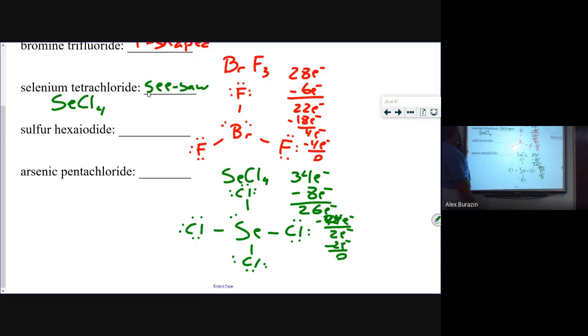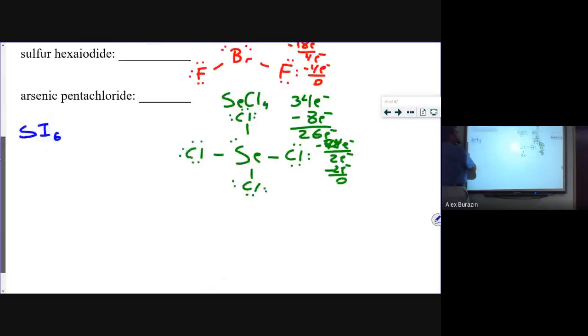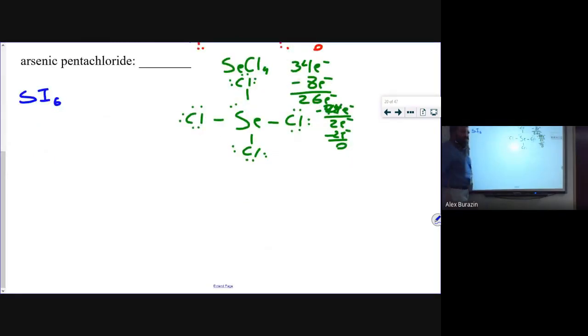Sulfur hexaiodide. Give myself some more space. SI6. Hex, of course, means 6, right? So total valence electrons, 6 times 7 is 42, plus another 6 gives me 48. I have sulfur in the middle. I have 1, 2, 3, 4, 5, 6 iodines around the outside.